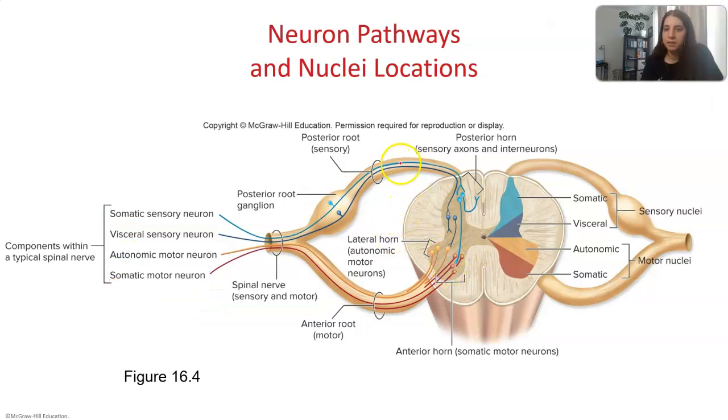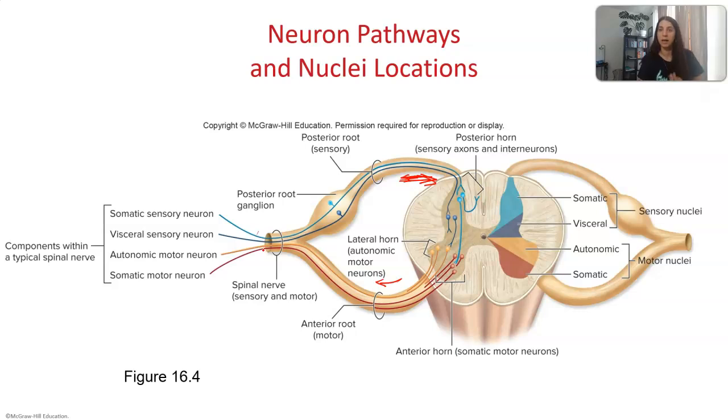Another thing that we notice is the roots, which we saw much earlier in the semester. We saw roots and rootlets coming out of the spinal cord. We have sensory roots entering the spinal cord this way, and we have motor roots exiting the spinal cord that way. And then they eventually all merge to form what's called a spinal nerve.